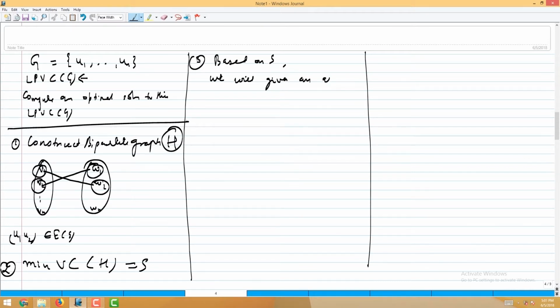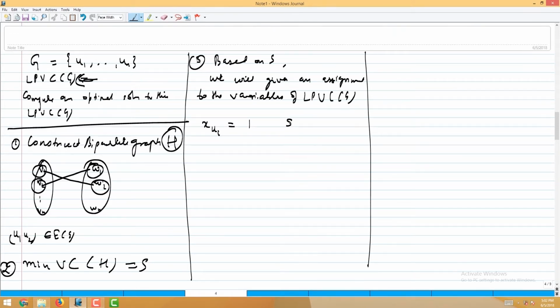So I'm saying the first step is to construct this graph. The construction is clear, right? The second step is I compute a minimum vertex cover of this graph, and I'm calling that S. Third step is, based on S, we will give an assignment to the variables of this LP of G, the LP that we had here. Then of course we'll prove that this assignment is feasible, and then we have to prove that it's not just feasible, it's the minimum possible, an optimal assignment. But first let me give you an assignment.